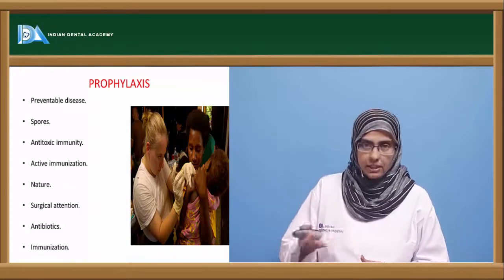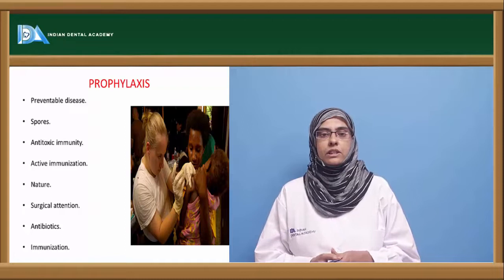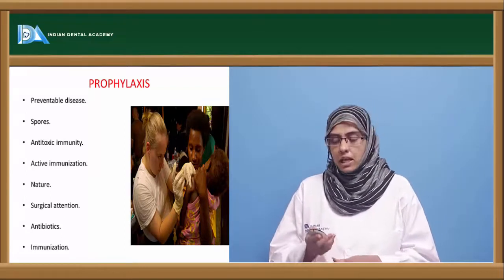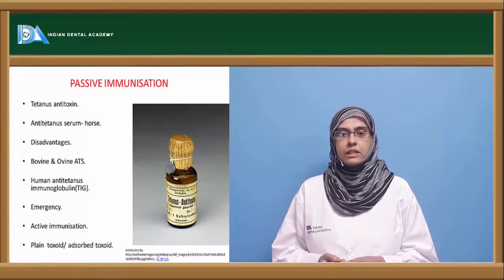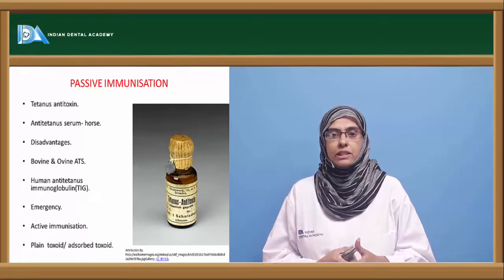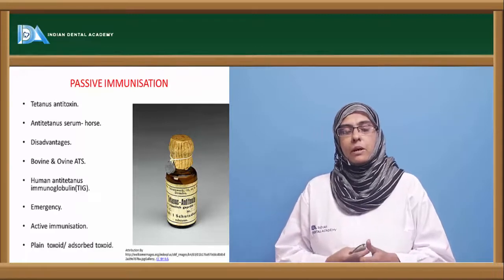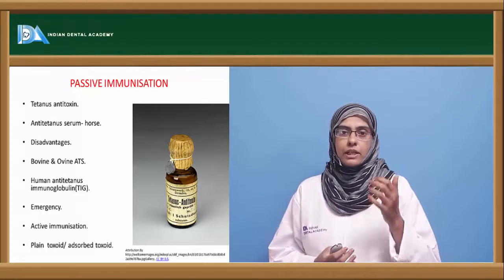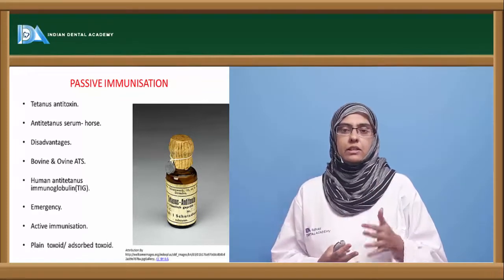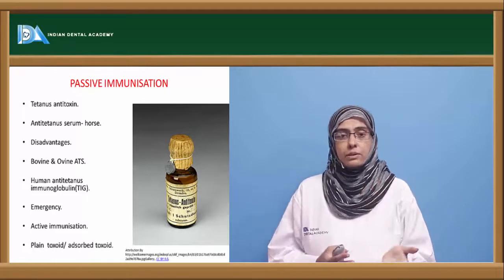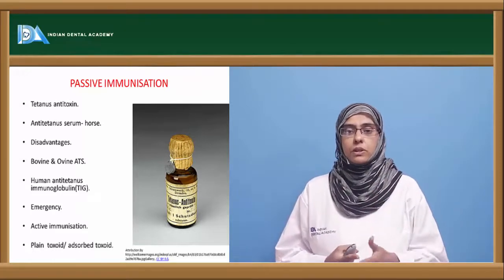Next is immunization, that is use of antitoxins. Immunization is the perfect method by which we can control this disease, tetanus, and prevent the disease caused by the tetanus. So passive immunization is usually given to patients who are immunodeficient in nature. That is, the immunity is very low and the person is not able to produce his own antibodies or antitoxin towards this particular toxin.